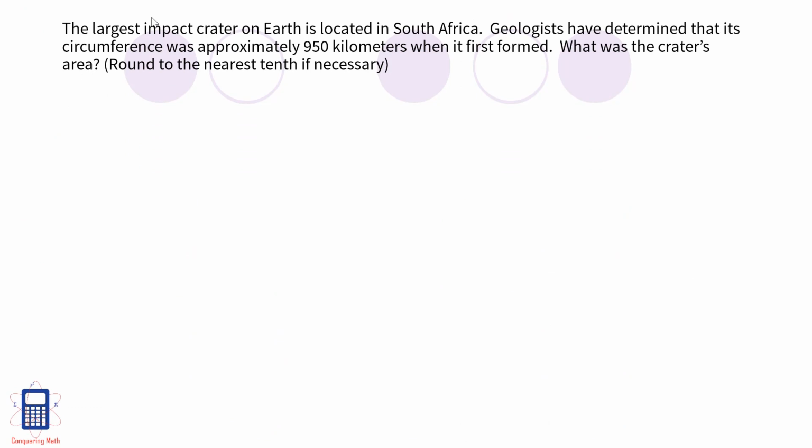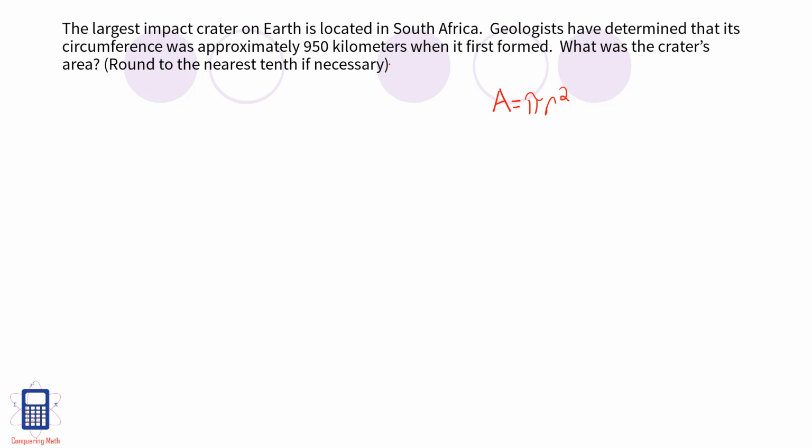When we look at this problem, we see that they gave us circumference, but what we're trying to find is the area of the crater. So the best thing to do is to start with the area formula. So I'll write that right here. The area of a circle is pi r squared. Now, in order to find area, we need to know what pi is, and we'll use 3.14 for pi. And we need to know the radius of the circle.